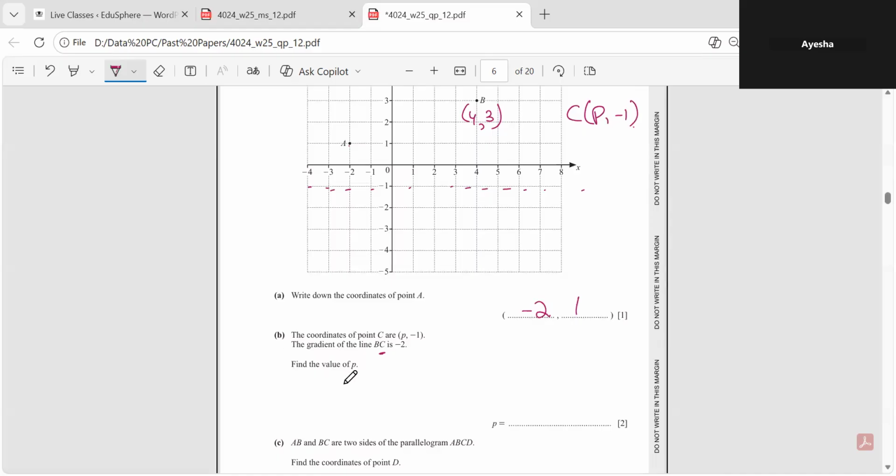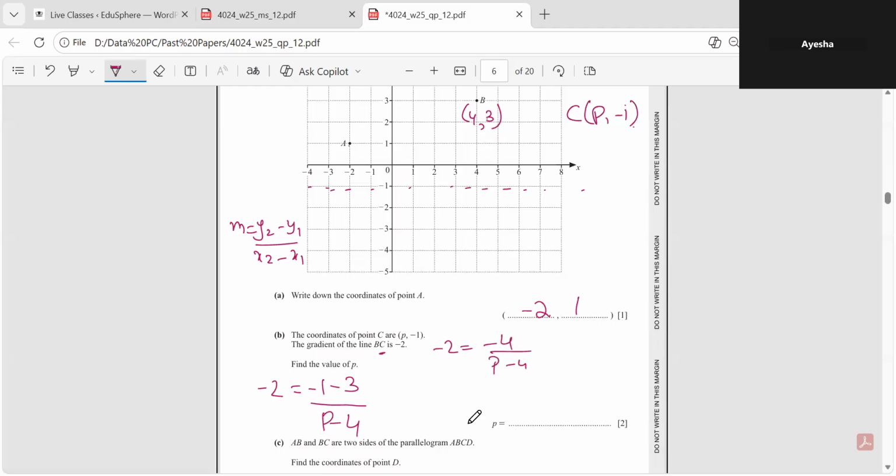So we are going to use the formula for the gradient. We know that the formula for the gradient is y2 minus y1 over x2 minus x1. So we are going to replace this m with -2. y2 is -1, and y1 is 3. So I'm going to write -1 minus 3, over p minus 4. Now we are going to simplify this. So -2 is equal to -4 over p minus 4.